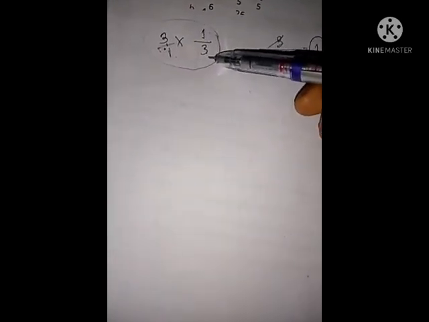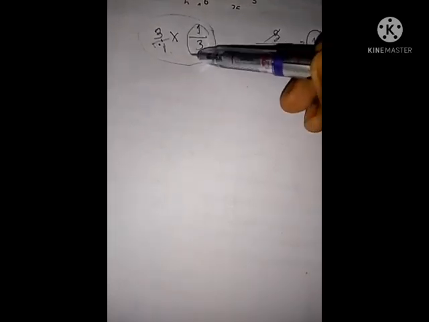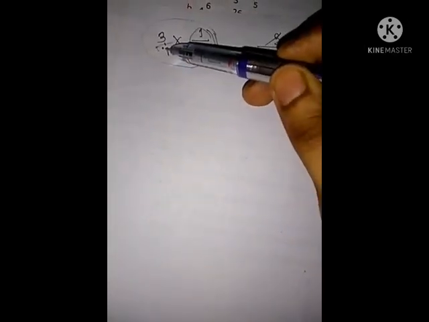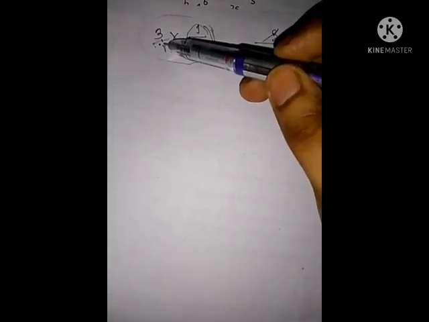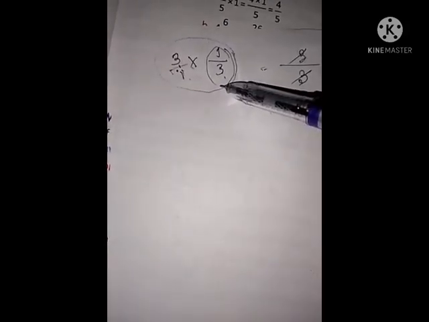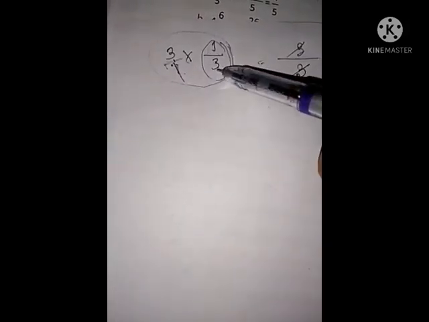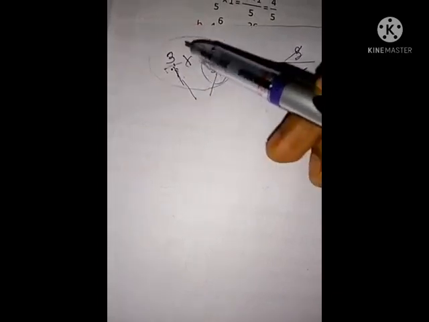And what is the multiplicative inverse of 1 by 3? 3. Okay, and what is the multiplicative inverse of 3? That is 1 by 3. Understand? These are the multiplicative inverses of each other.